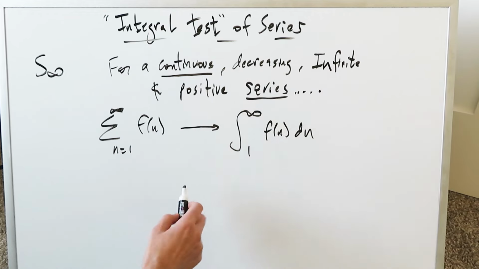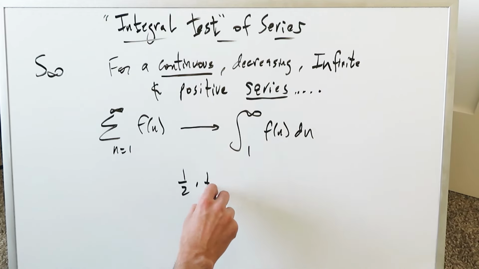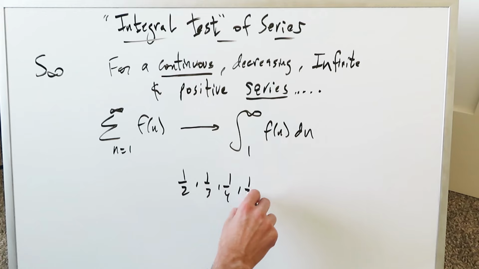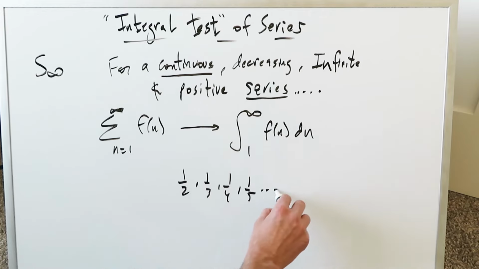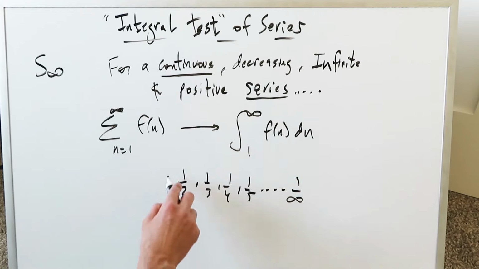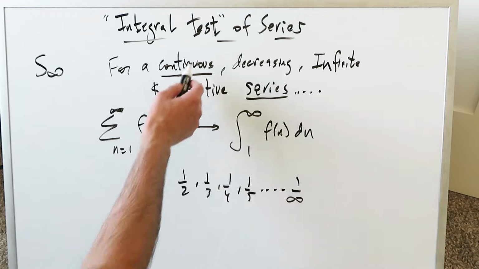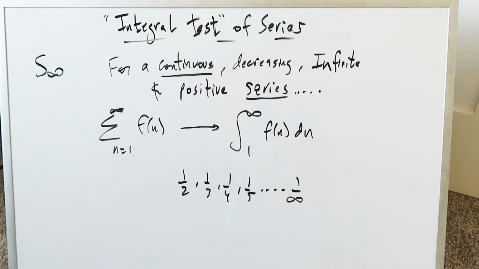You know what decreasing is. This right here is decreasing: 1 over 2, 1 over 3, 1 over 4, 1 over 5. The value of each of these mathematically is decreasing. You know what infinite is. It's going up to infinity. You know what positive terms are. These are all positive. There's no negative. But what does continuous mean over here with regards to series? Understand that before we go further.